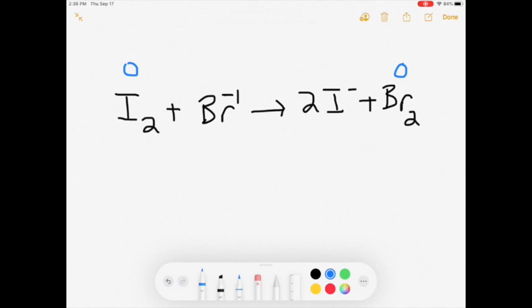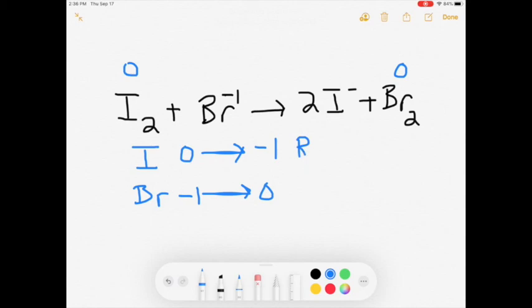So that's okay. We just want to see what happened in the reaction. Okay, so we can just look at the charges that are given to us. So iodine goes from a 0 to a -1. Bromine goes from a -1 to a 0. So iodine's getting more negative, so we can say this one is reduced. And oxygen is getting more positive, so we can say this one was oxidized.